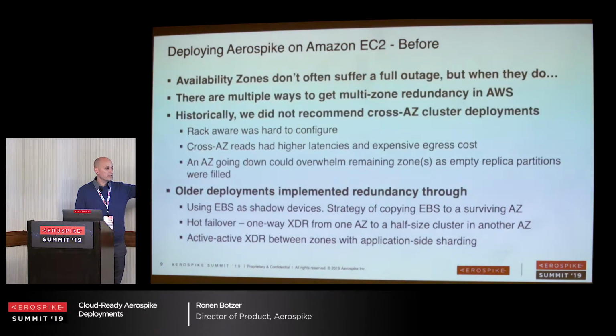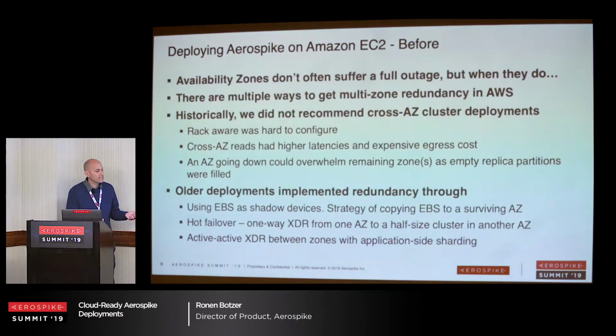So what people did do for deployments is, to get more durability, you'd use EBS as a shadow device. You'd be in one AZ, and you'd use EBS as a shadow device. You can move it, or you can deal with losing multiple nodes at once. You could create a hot failover where you used XDR to ship all your updates to a half-sized cluster elsewhere.